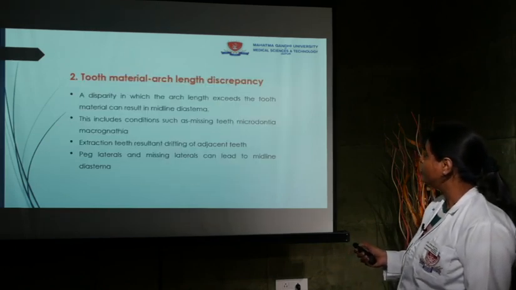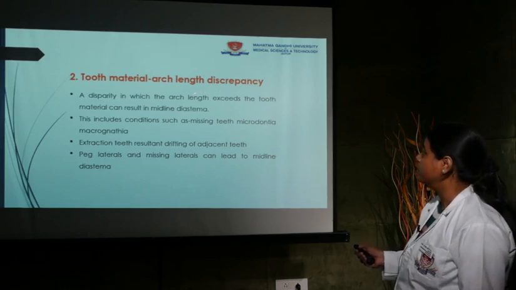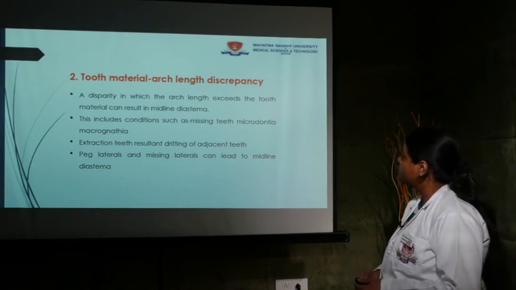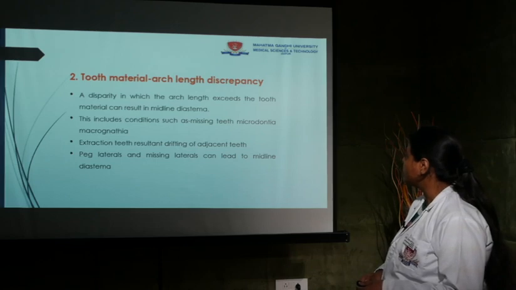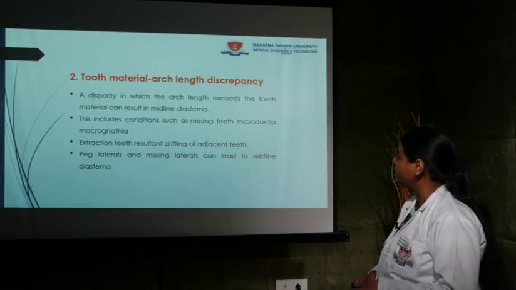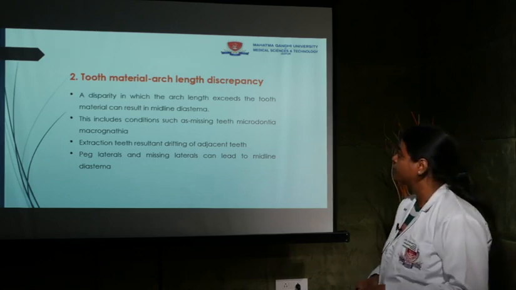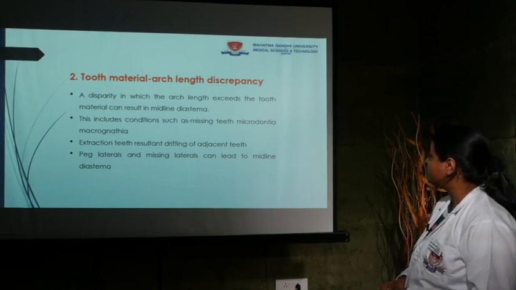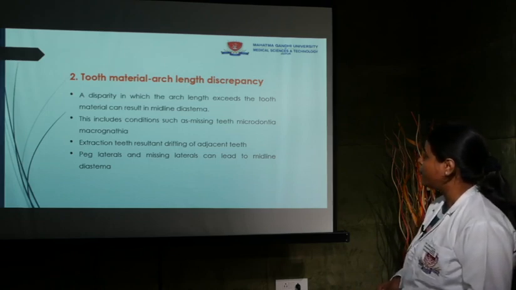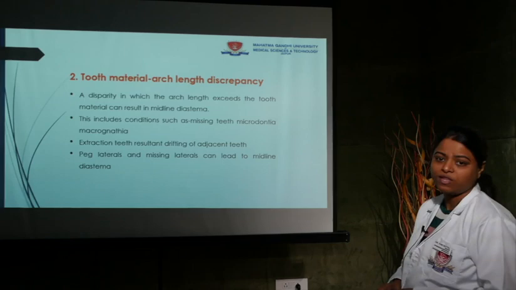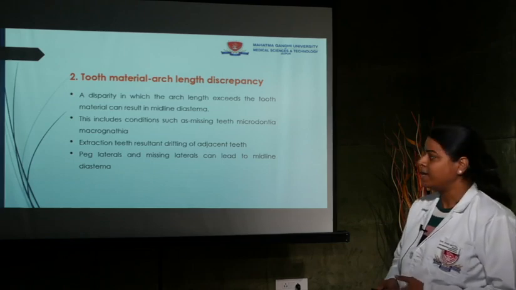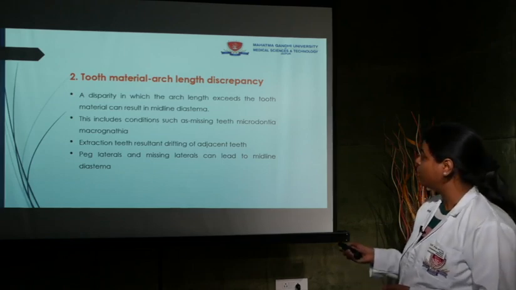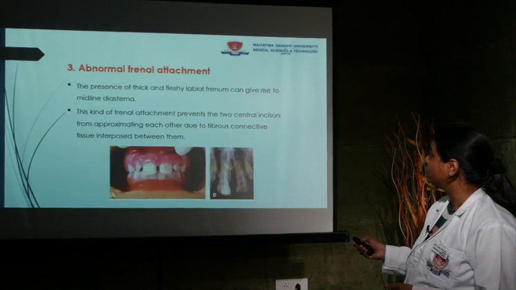Next is the tooth material and arch length discrepancy. A disparity in which the arch length exceeds the tooth material can result in midline diastema. This includes conditions such as missing teeth, microdontia and macrognathia, or if there is any peg lateral or any extraction in the arch, it will create the midline diastema.